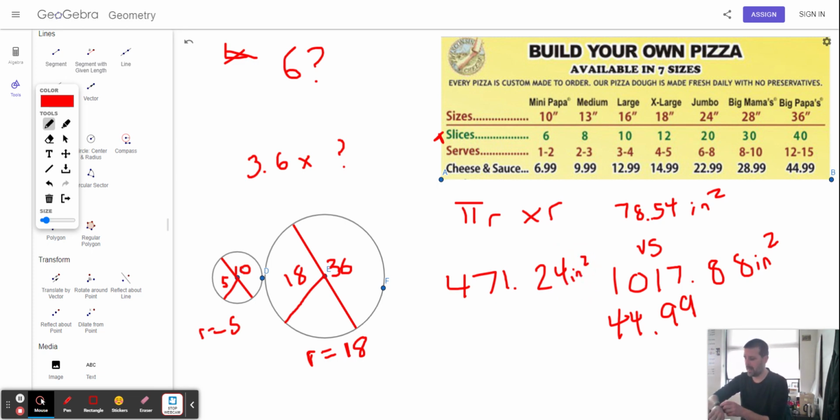So let's go $6.99 times 6 to find its price, because the mini papa, as you can see right there, is $6.99. What is 6.99 times 6? The answer is 41.94. So it costs a little bit less, but you only get half the pizza. So the Big Papa is still a much better deal. And I'm going to show you one more thing in a second, but that's another little lesson.